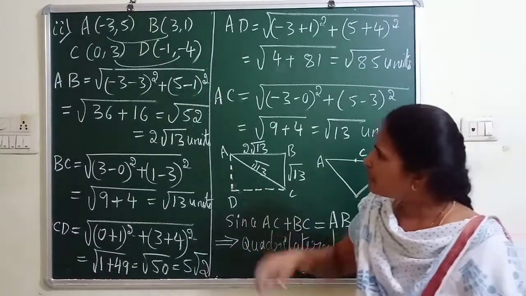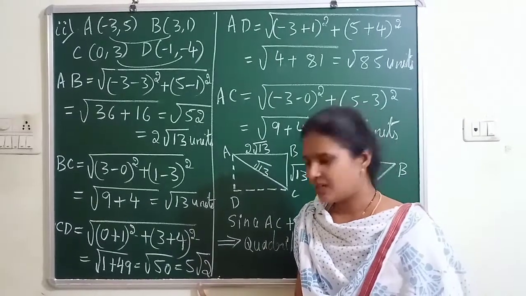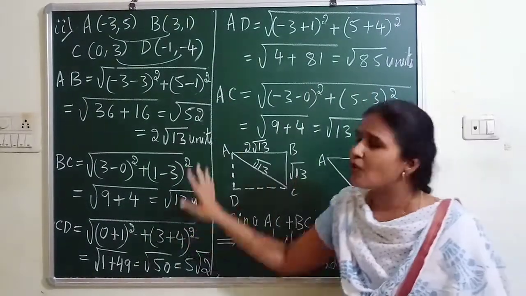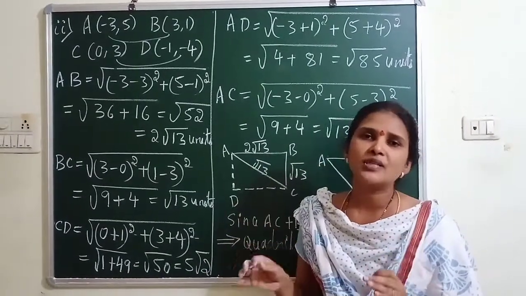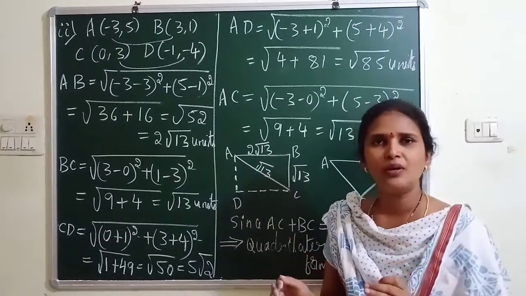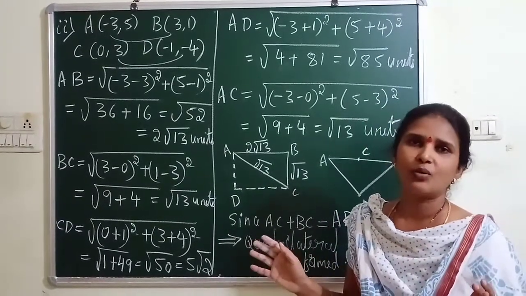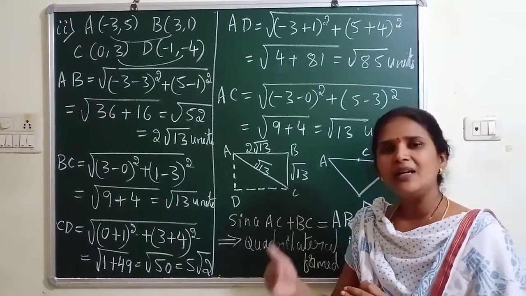So you can observe here AB is 2 root 13 and BC is root 13 and CD is 5 root 2. AD is root 85. So all four sides I got different. When you get all four sides different, be careful whether the quadrilateral is formed. Don't decide that it is a general quadrilateral. Check the inequality property by finding the diagonal.